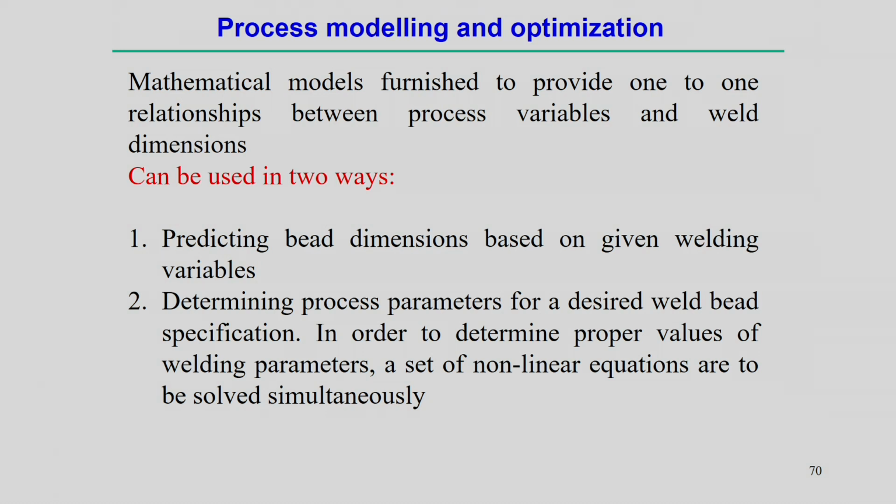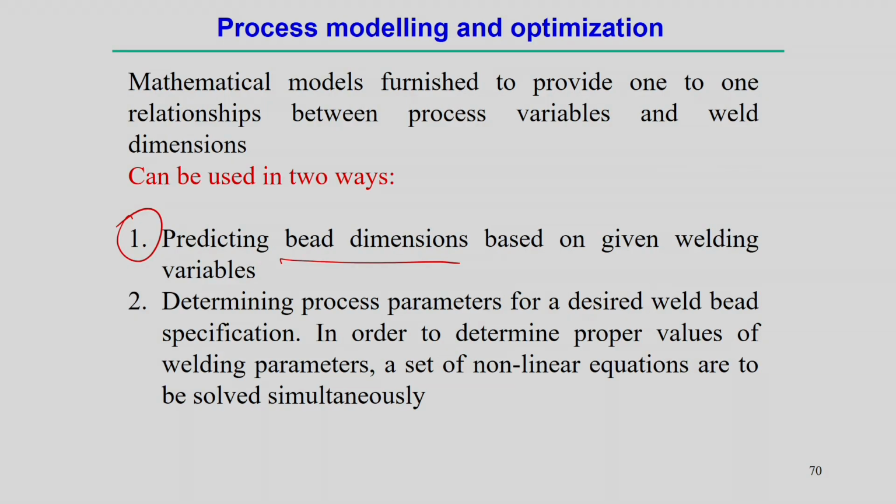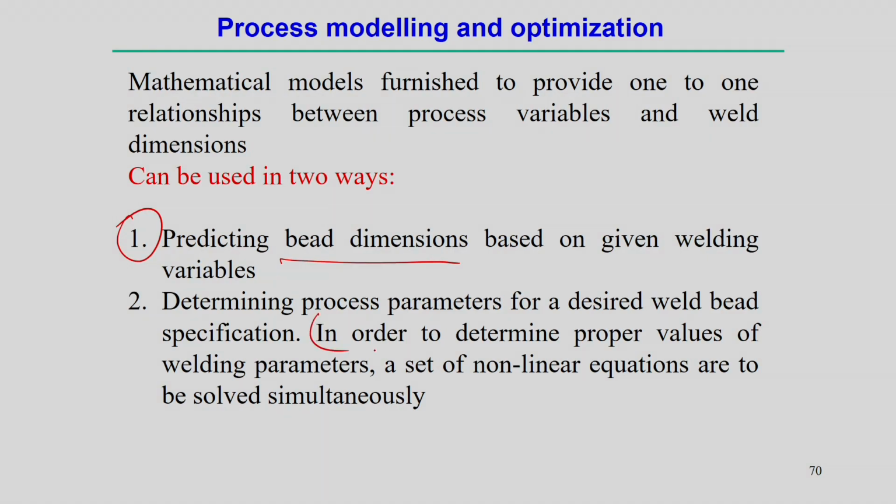One is what was already discussed, predicting the bead dimension based on the given welding variables. So, we can predict a particular dimension using the given variables, or the other way, we can determine the reverse: which process parameters are needed if you want to get a particular weld bead specification. Therefore, in order to determine the proper values of the welding parameters, a set of nonlinear equations are to be solved simultaneously, and that can be performed by integrating it with some optimization algorithm.